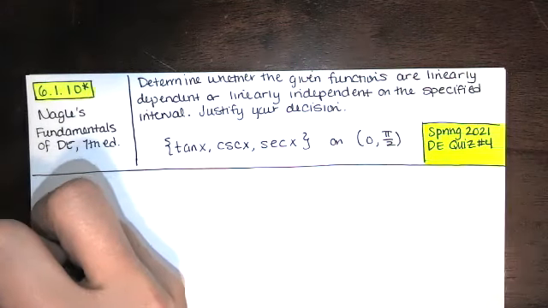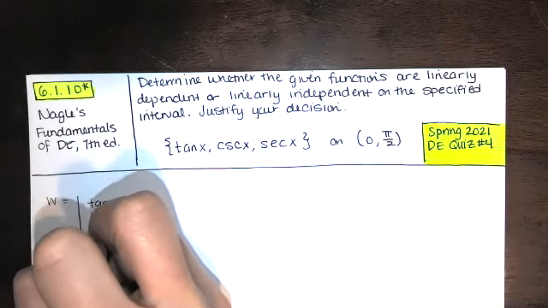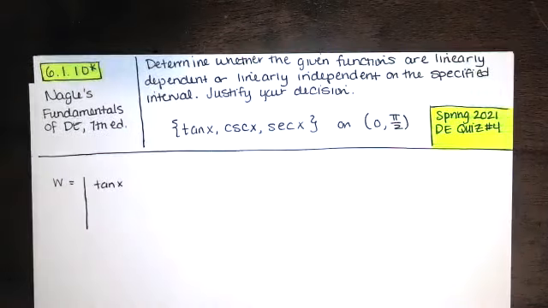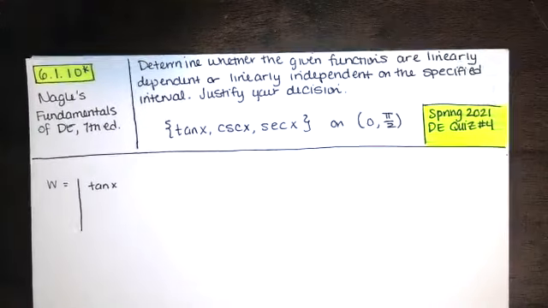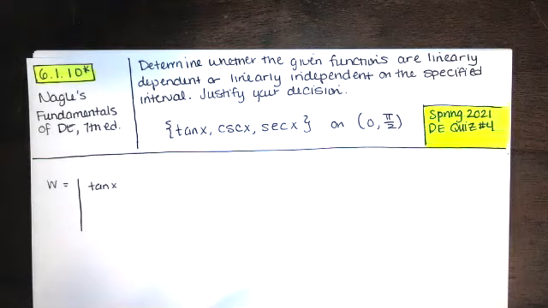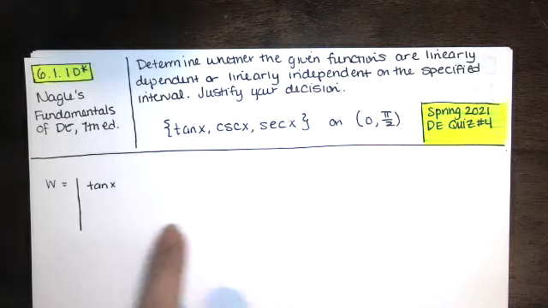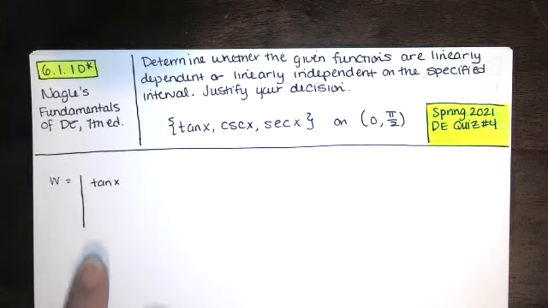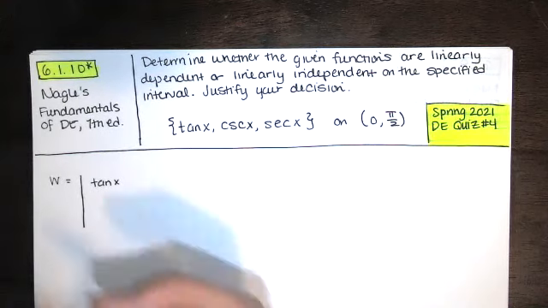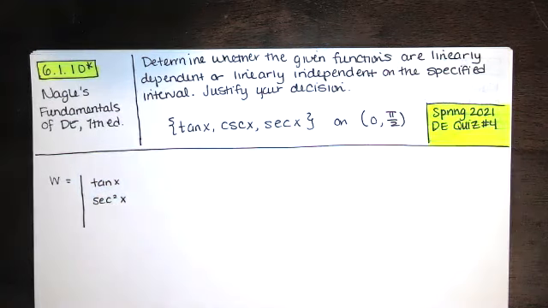So we're going to compute the Wronskian of these three functions. And the way that works is you're going to evaluate a 3x3 determinant. In the top row, you're going to have your three functions. In the next row, you'll have their first derivatives, and then the next row, you're going to have their second derivatives. So remember, the derivative of tangent is secant squared of your angle. In this case, the angle is x.